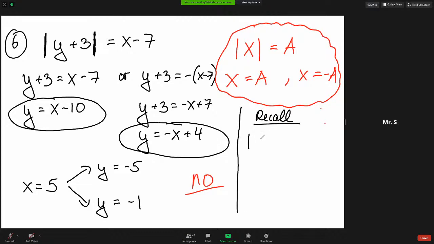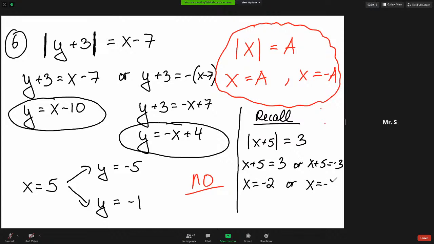If I ask you to solve the absolute value of x plus 5 equals 3, right, then you were introduced to this concept of absolute value equations, and later on absolute value inequalities, which says that to solve it, you need to consider x plus 5 equals 3 or x plus 5 equals negative 3. You need to solve both of these equations, right? Because from here you would get x equals negative 2, and from this equation, you would get x equals negative 8.